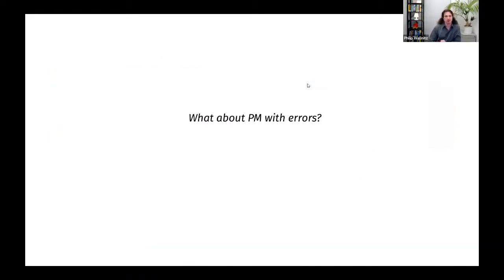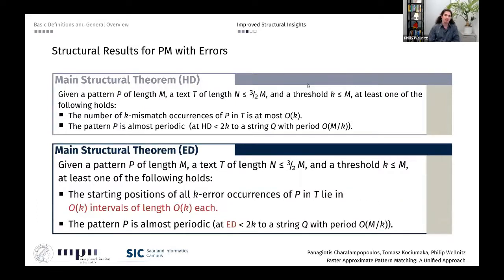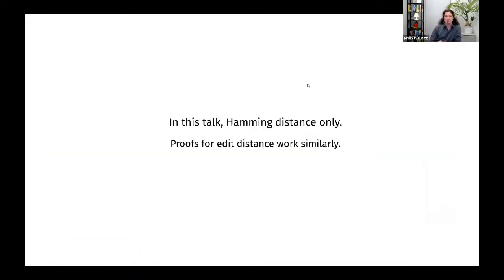Instead, let me quickly glance over what happens for pattern matching with errors. Well, here essentially the same thing happens. The only difference now is that we again get order of k-squared occurrences. But in this case, this is optimal, because what we can in fact show is that these are order of k intervals of length order of k each. And then we can give an example where this is tight. Okay. But let me focus on the Hamming distance, because essentially all of our proofs generalize to the edit distance. It was not the case for the work that I mentioned earlier.